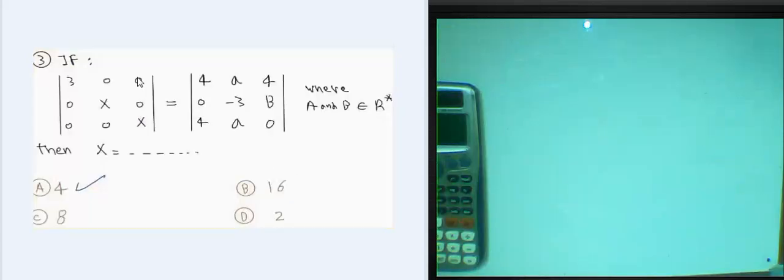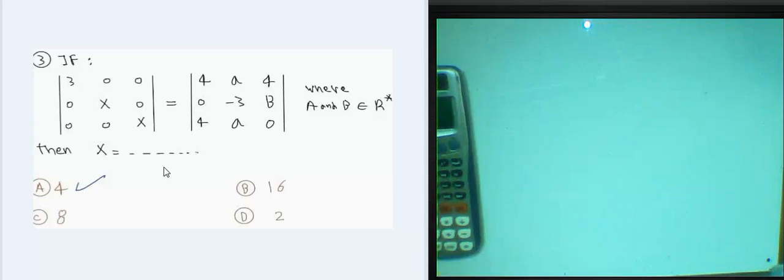Question 3. Determine the matrix with rows 3, 0, 0; 0, x, 0; 0, 0, x, equal the determinant of the matrix 4a, 4, 0; negative 3, b, 4a; 0, where a and b belong to R star. The next equals what? We can solve this matrix.